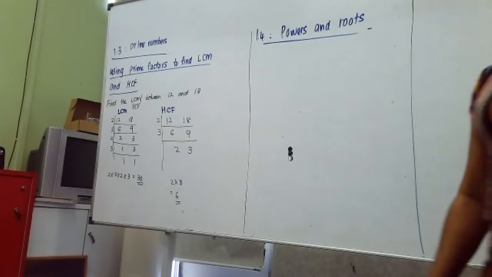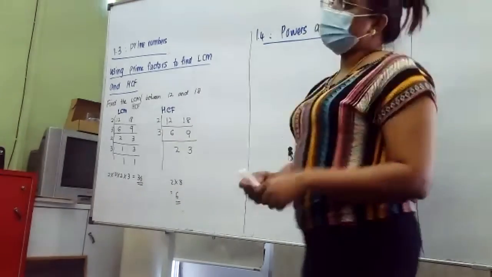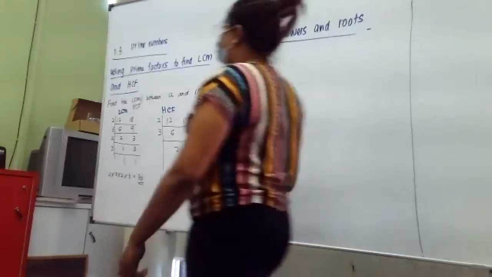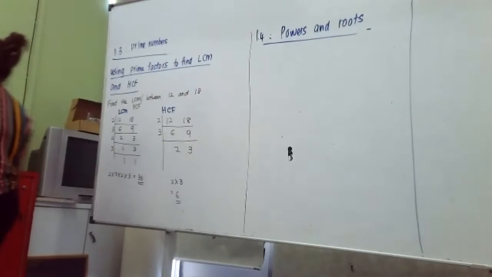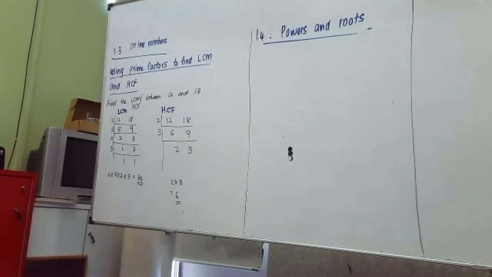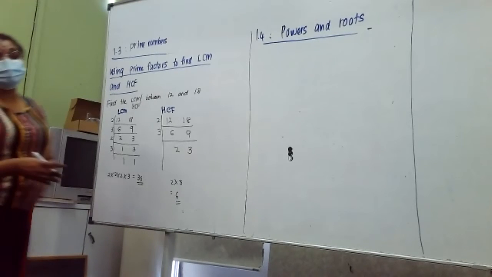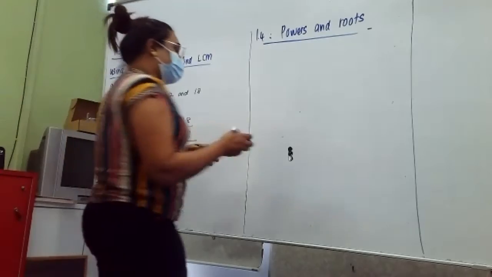Okay. Powers and roots are very, very easy. Powers means, what are powers? Powers means you are adding a power to a number. For example, 2 to the power of 2, you are doubling the number. If it's 3, you're making it 3 times. If it's 4, you're making it 4 times. So basically powers, you give power to the number.